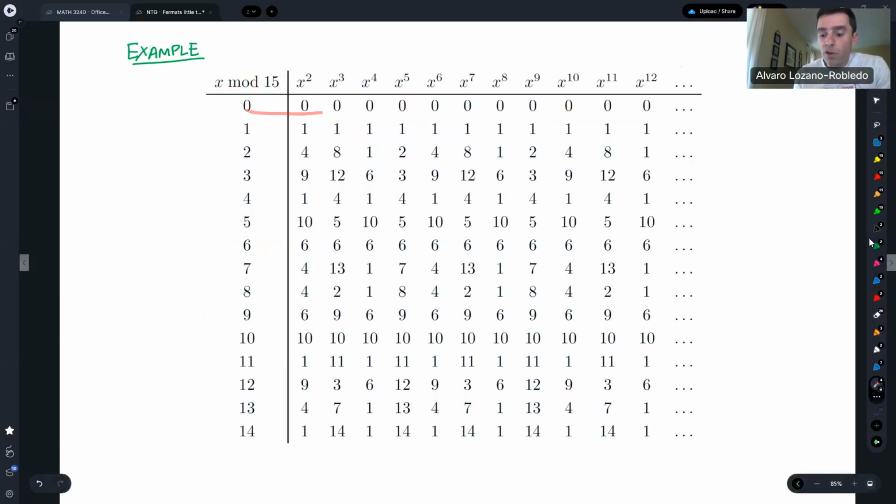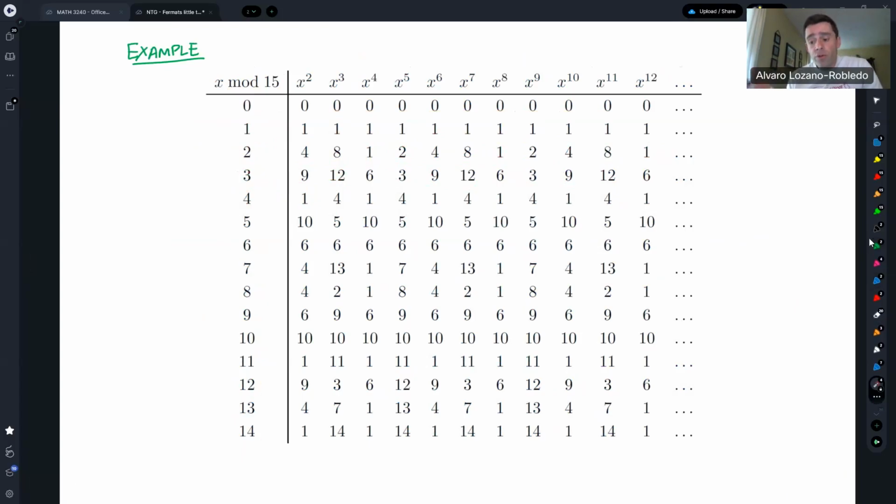Of course, 0 is always 0, so that's boring. 1 is always 1, so that's boring. But then there is a bunch of things happening here. For example, 2 goes into a cycle: 2, 4, 8, 1, 2, 4, 8, 1, and so on. So there's a cycle in there. 3, 9, 12, 3, 9, 12, 6, 3, 9, 12, 6. There's another cycle there where it starts repeating. 4, 1, 4, 1, and so on. And you can see that every pattern will repeat.